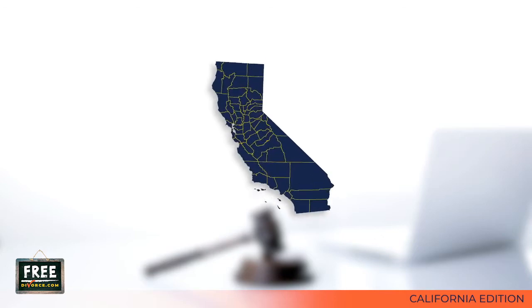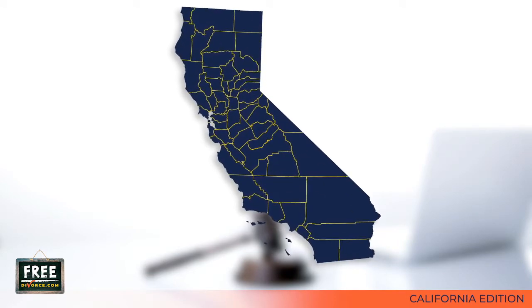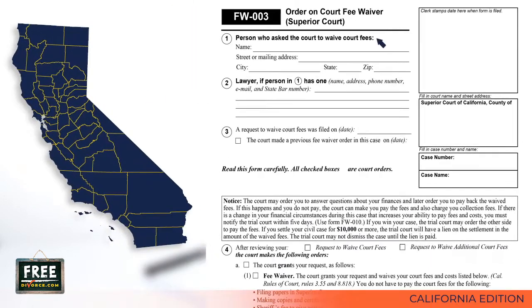Then, fill out all of the sections on page 2. We have 58 counties in California, and the various counties have different local rules and procedures. In some counties, all you need to submit to the court is the completed fee waiver form. However, many counties will require you to also submit another Judicial Council form known as Order on Court Fee Waiver. This form goes by the number FW-003.